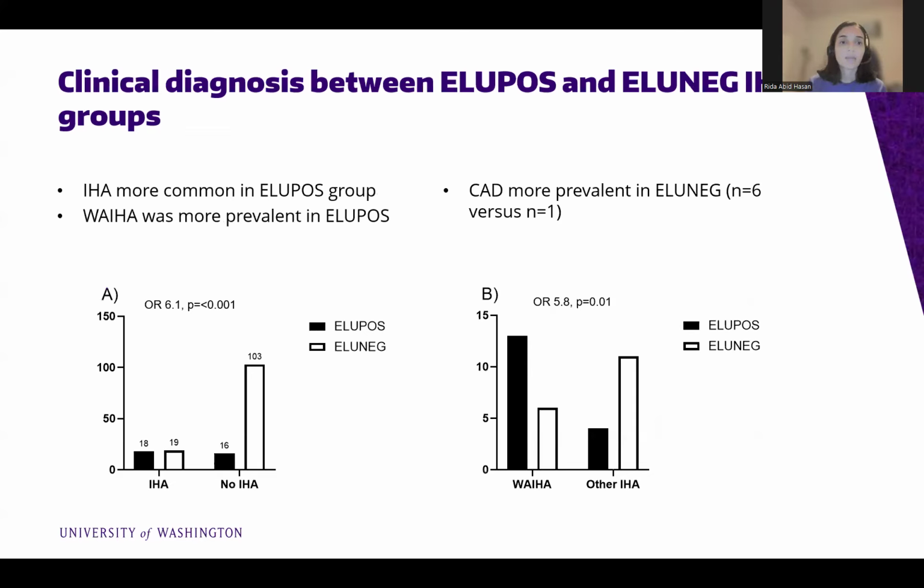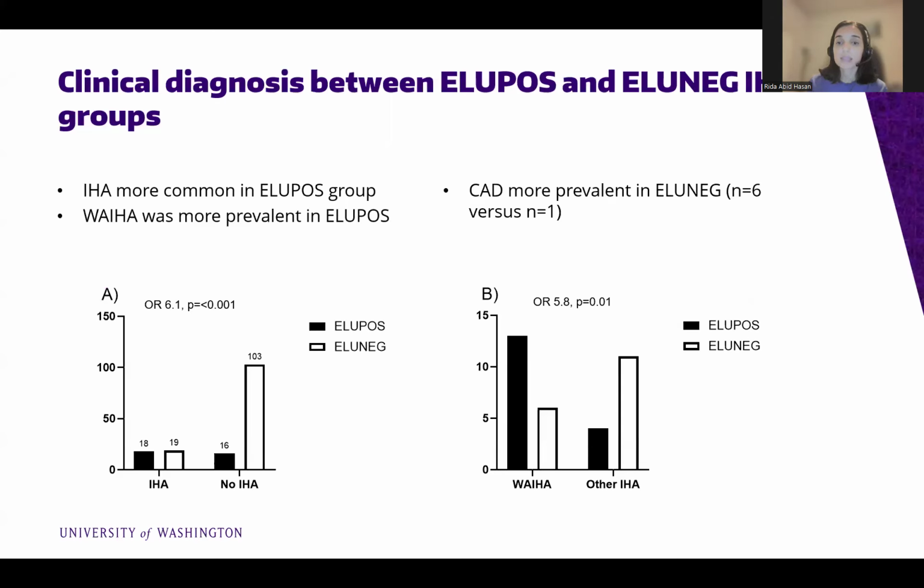And then I looked at what the patients ended up being diagnosed with. So IHA was much more common in the LU pos group. If you had a positive DAT and a positive LUIT, you were 6 times more likely to be diagnosed with an immune hemolytic anemia.